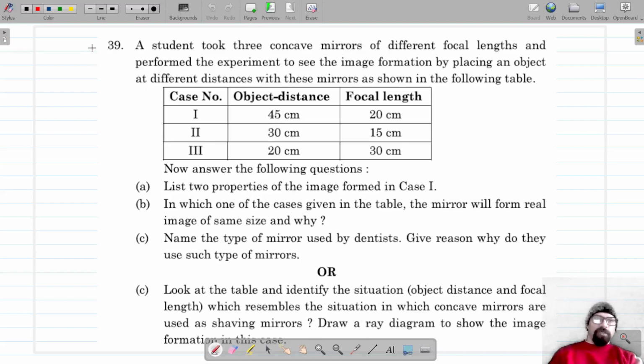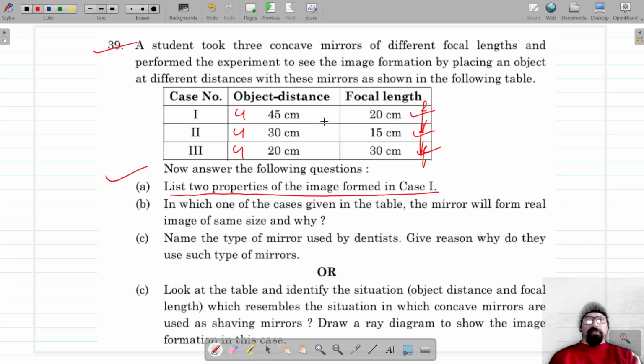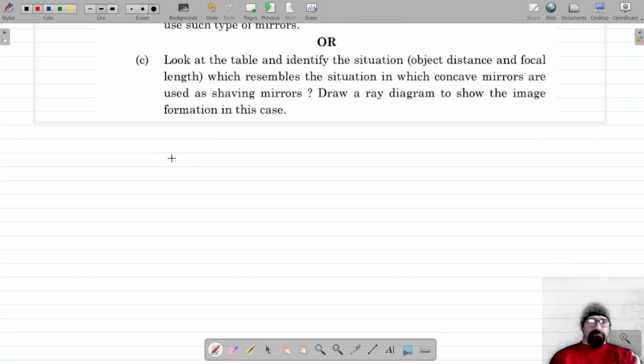For question number 39, a student took three concave mirrors of different focal lengths, and performed the experiment to see the image formation by placing an object at different distances with these mirrors. We have to answer the following questions. This is the object distance, which is noted by u, and the focal length is noted by f. List two properties of the image formed in case one. So let's consider case one, which is a concave mirror.